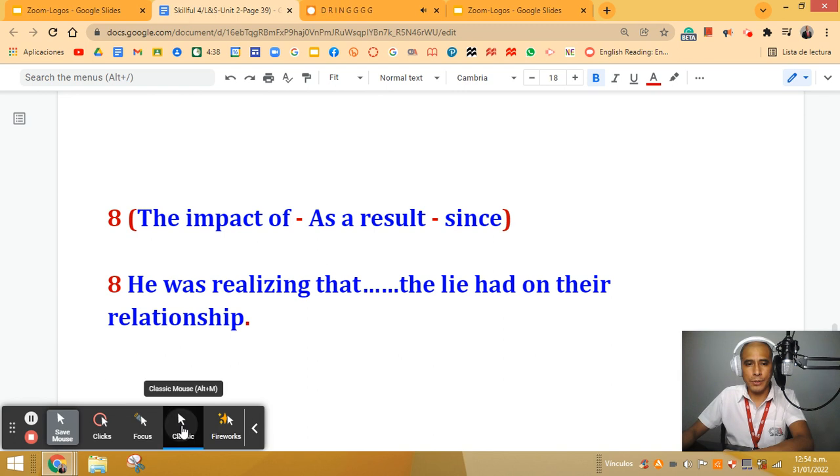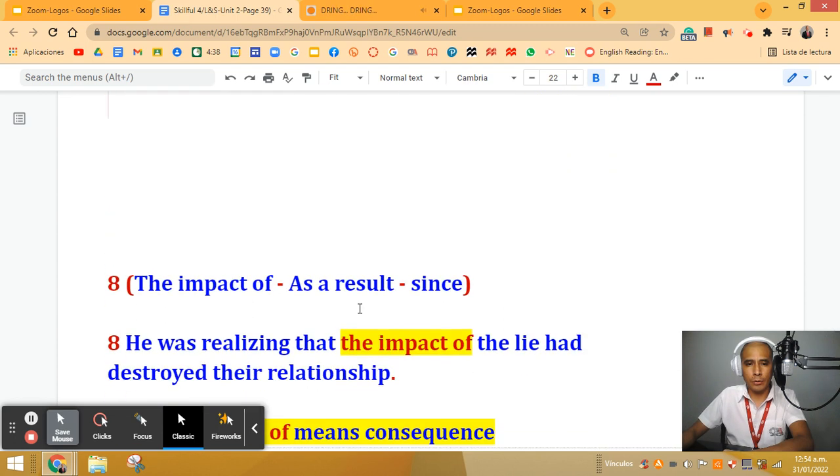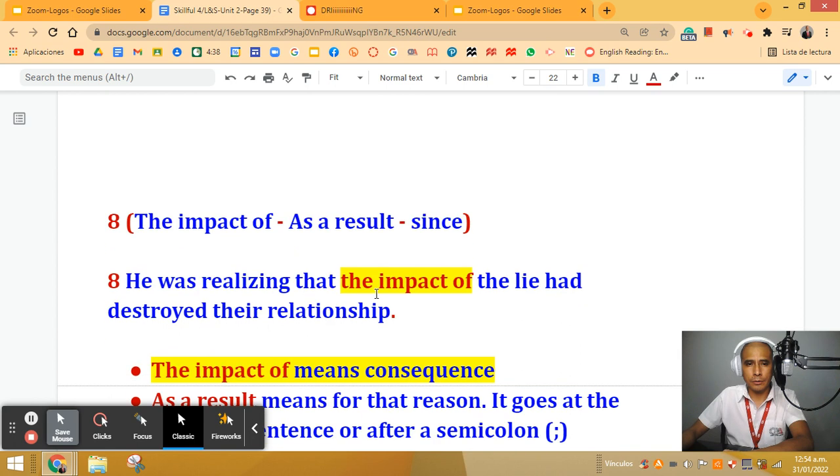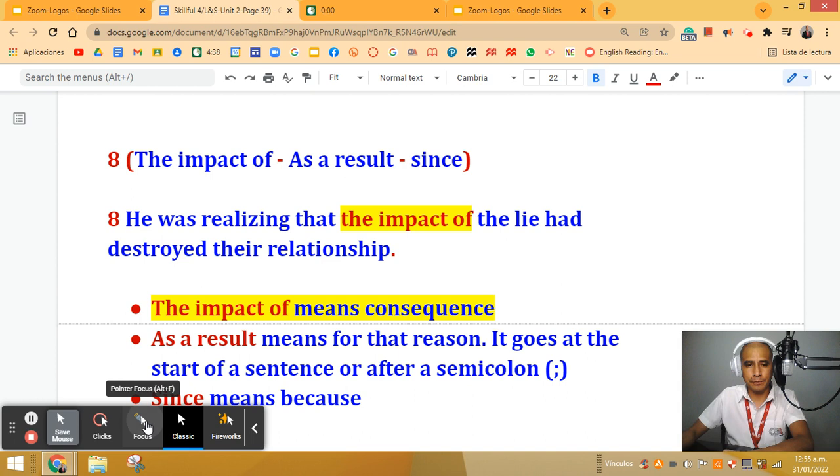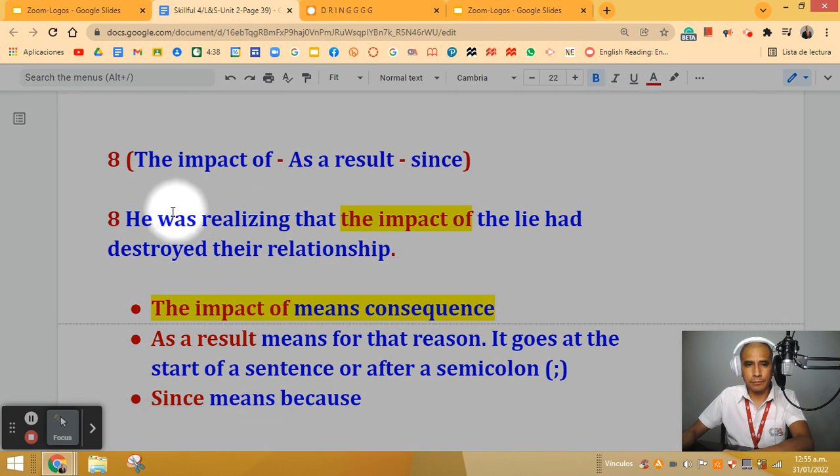All right, time is up. Now we are going to continue with the analysis of number 8. The first option is the impact of, the second is as a result, and the last one is since. Number 8, he was realizing that the impact of the lie had destroyed their relationship. So the first one is the correct option.